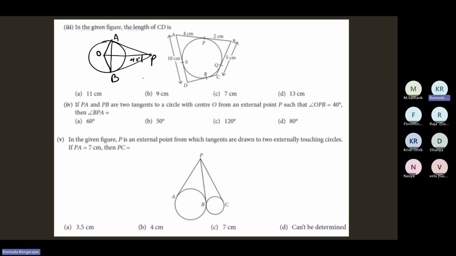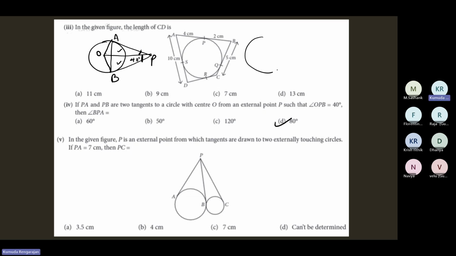So 80 degrees, right? Yes, ma'am. Because these two triangles are congruent, this is also 40, so 40 plus 40, 80. These two angles are equal, 40, 40, so the angle BP is 80.